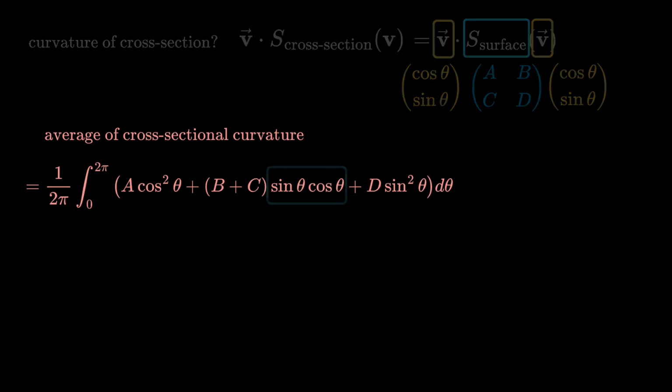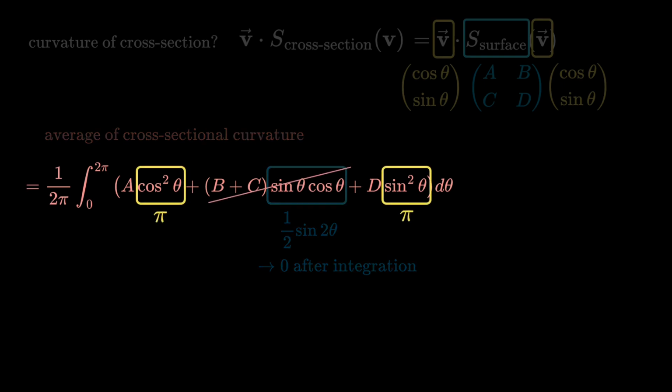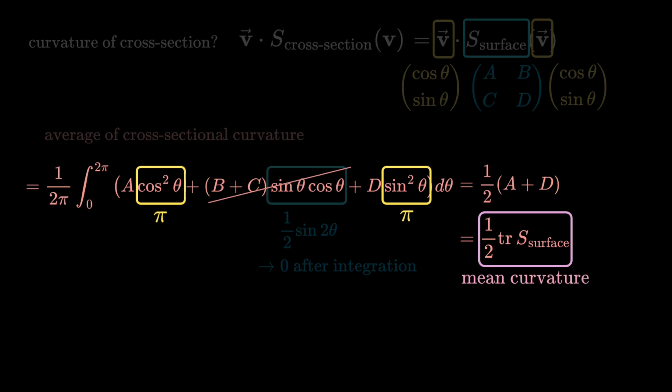The next step is to realize that sin theta cos theta in the middle is actually half sin 2 theta, which will vanish after integrating from 0 to 2 pi due to periodicity of sine. On the other hand, when integrating both sine squared and cosine squared from 0 to 2 pi, we have pi. So this average equals half of a plus d, which is half the trace of the shape operator. This is why it makes sense to call this quantity the mean curvature.